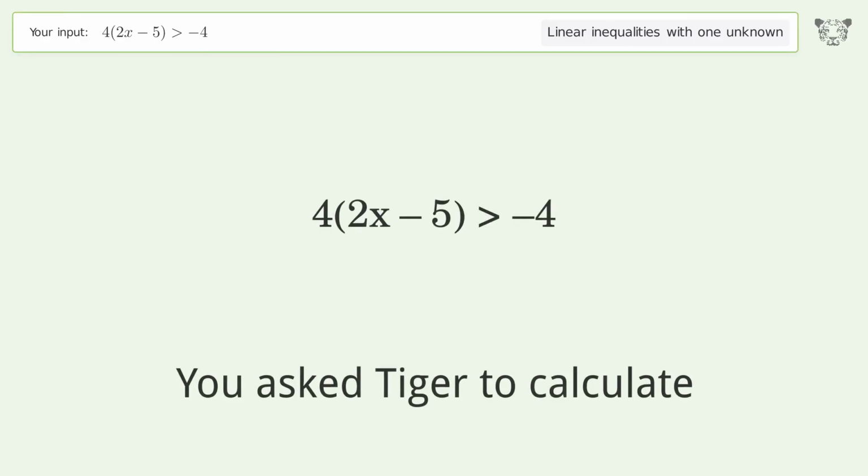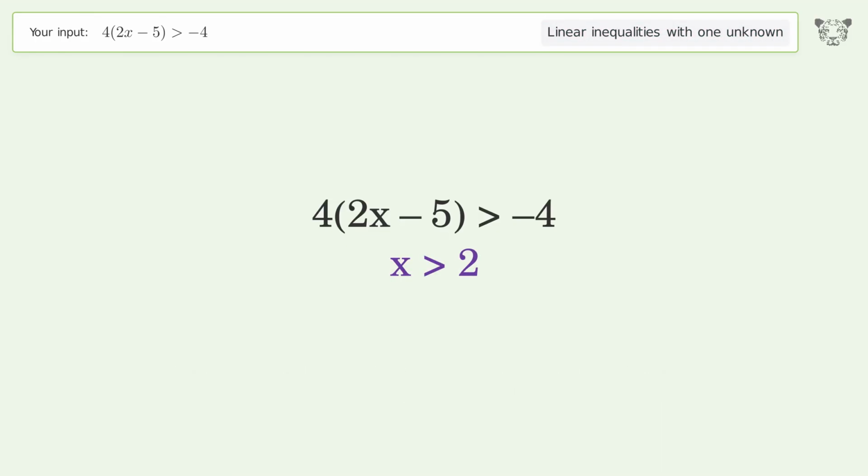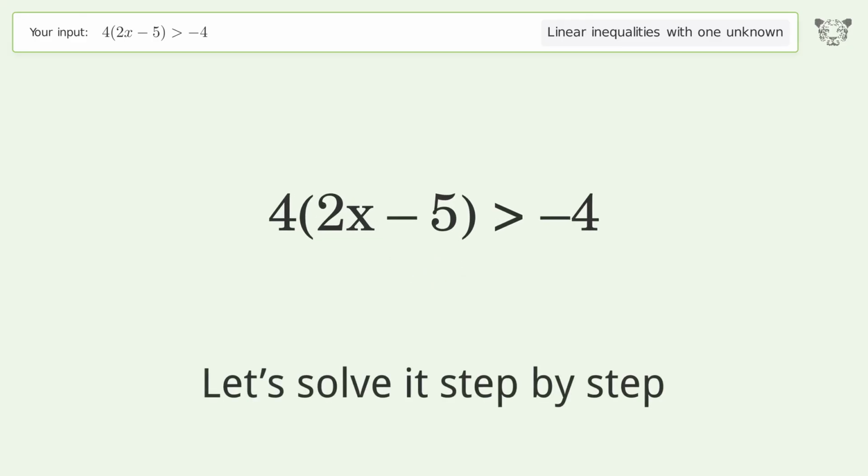You ask Tiger to calculate. This deals with linear inequalities with one unknown. The final result is x greater than 2. Let's solve it step by step.